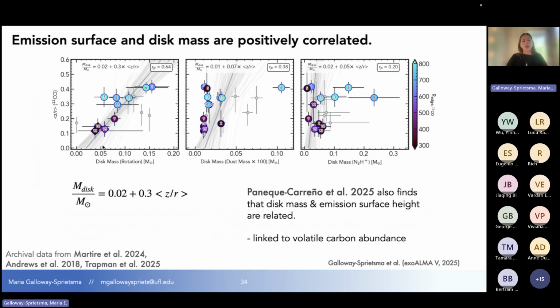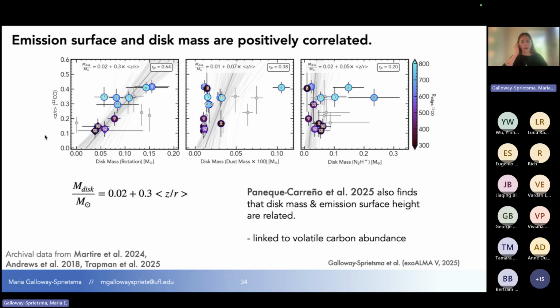So I think this is an exciting result and also a useful result because calculating the disk mass is not always straightforward. Sometimes you need the rotation curve or you need multiple molecular tracers to do some modeling. But here, if you have the emission surface Z over R, you can simply estimate it with this linear relation.